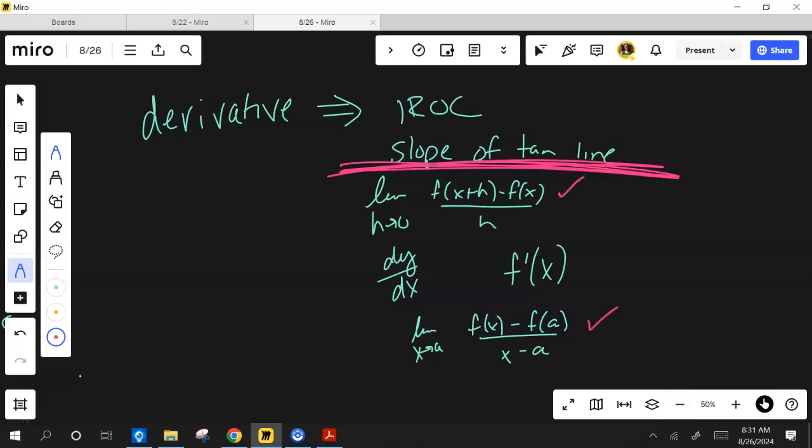This is how you find it. This is notation. That's what it is and what it is.